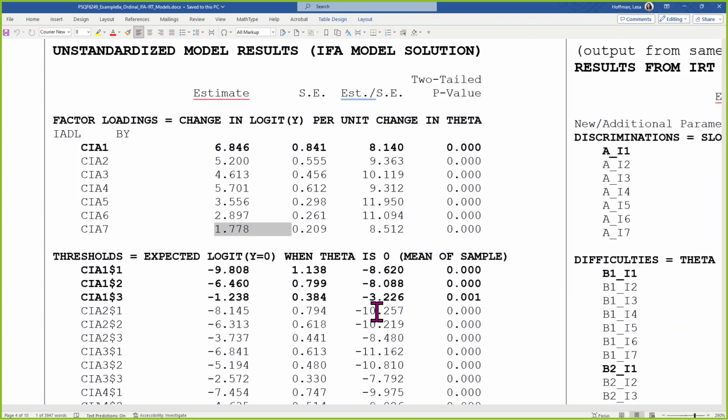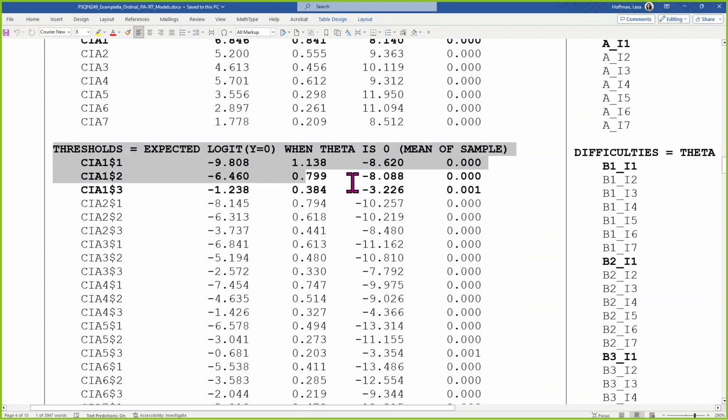What else has to be part of the story when I'm considering these factor loadings? The difficulty. Yeah, who is it good or bad for? Unfortunately, that's not what this means. These are thresholds. Thresholds are in the same direction as difficulty, but they tell you the predicted logit of the lower category when theta is 0. They do not tell you who the item is for.